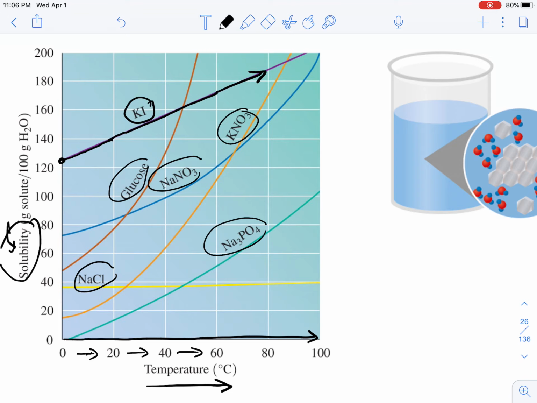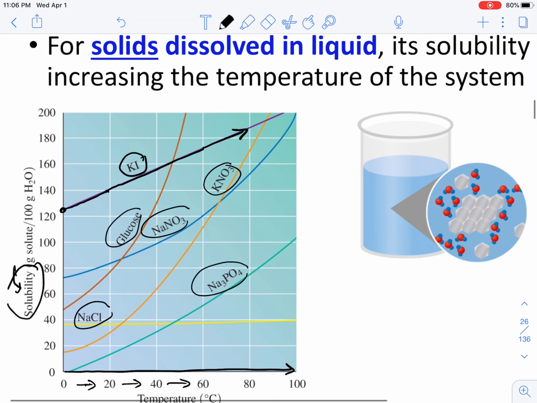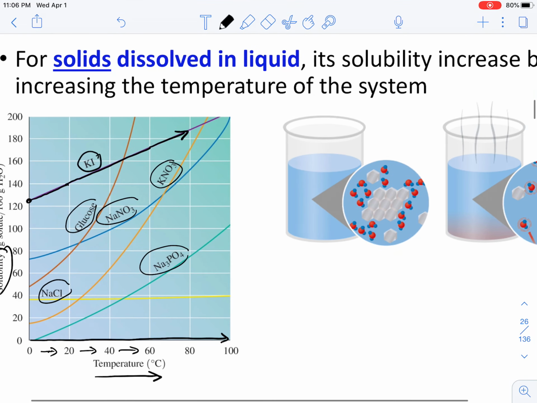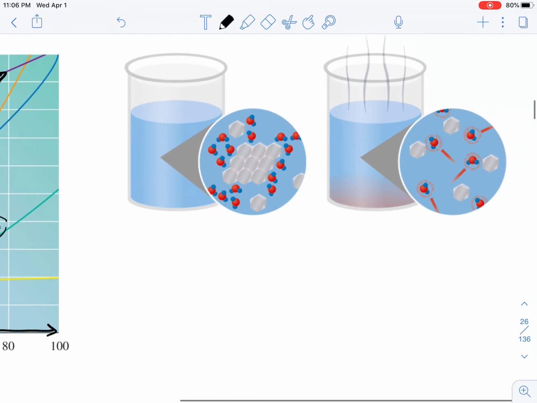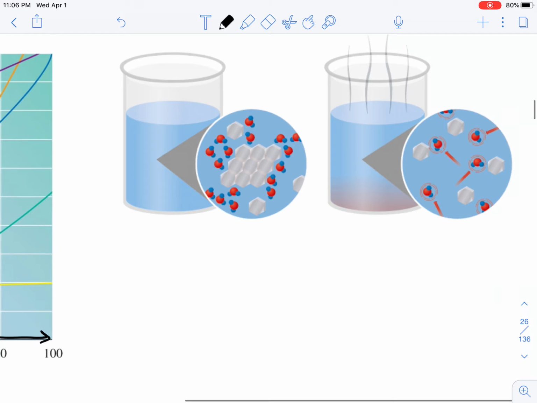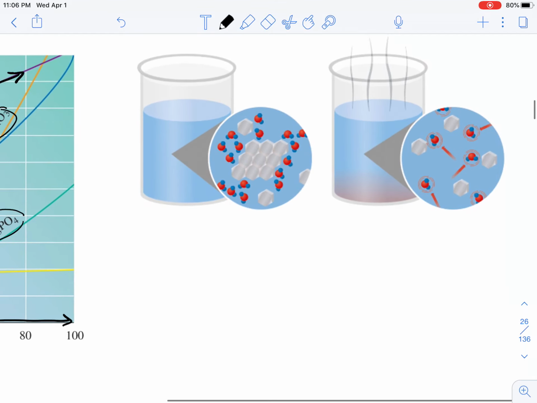And so the question that we want to ask is why? Why does increasing the temperature increase the solubility for these ionic salts? And so we have to think about temperature from the perspective of kinetic energy.